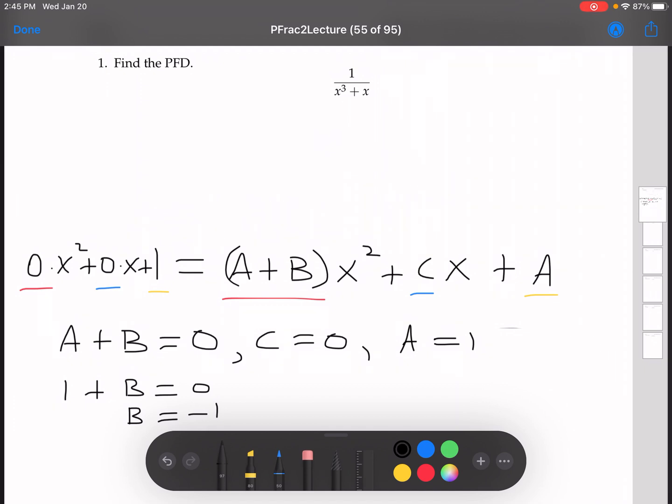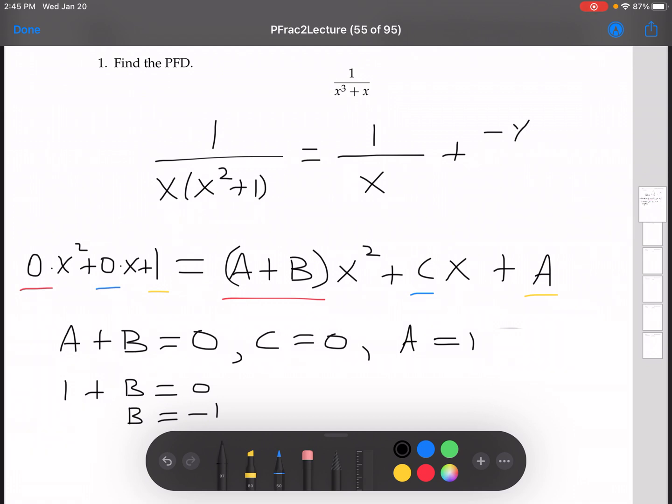And so now we've found that 1 over x times (x squared plus 1) is equal to a over x, a was 1, plus bx plus c, b is negative 1, so we've got negative 1 times x plus 0, all over x squared plus 1. Simplifying the numerator there a little bit, we can write this as negative x.